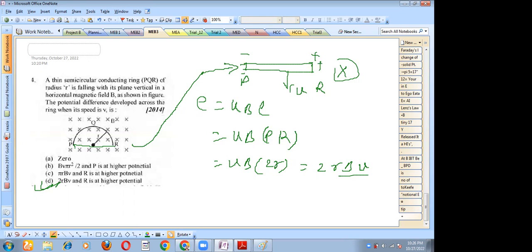Here you don't need to bother about higher potential, because if you know the expression, in option D the expression is given as 2VBR. Others are not correct. But if you want to know the concept, this is the concept. Understood? Yes, sir. All right.